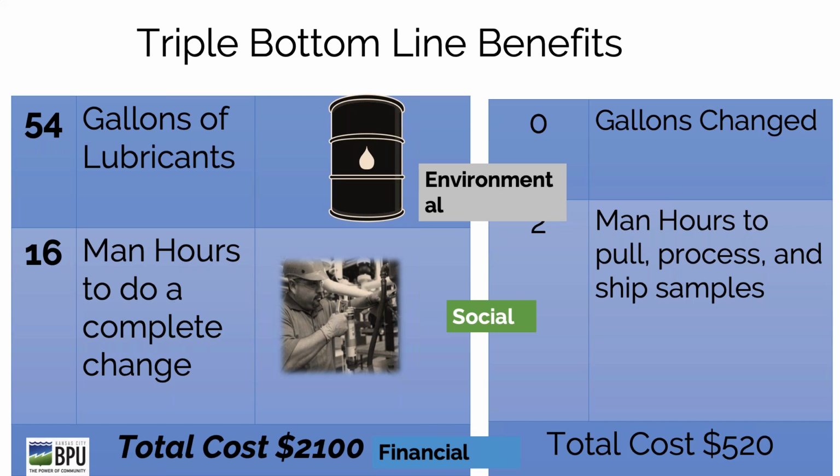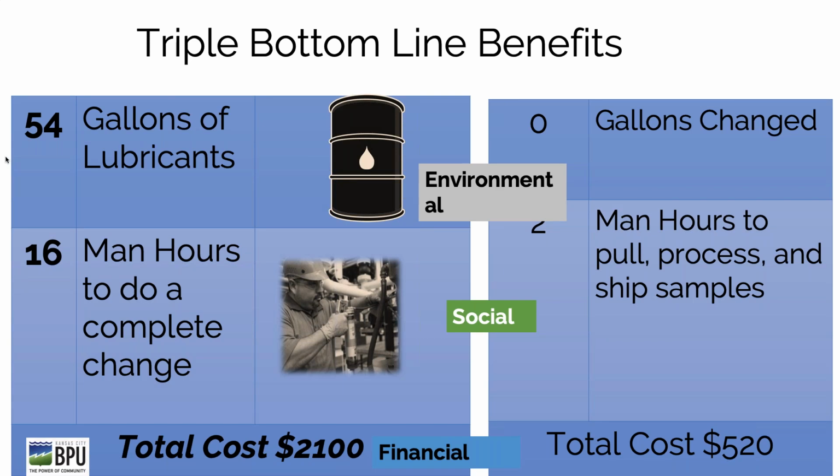And every year, instead of having 16 man hours, we have 2. So there's 14 hours that you can think about, well, what do I want to do with the 14 hours? So it's really important to think about how you can use efficiency to create time that now can be used for something else. And then on the financial side, instead of spending $2,100 a year, we were spending $520. So even though this is a small example, every time we do something like this, we're making an improvement in our system.